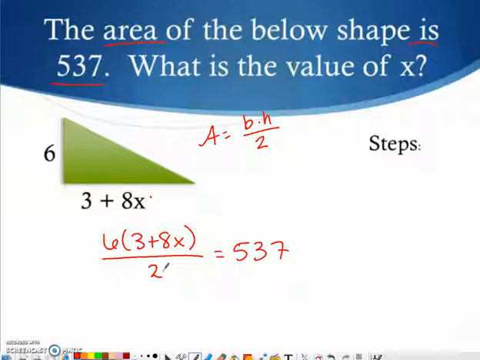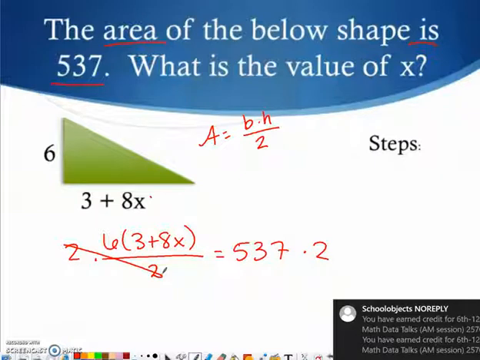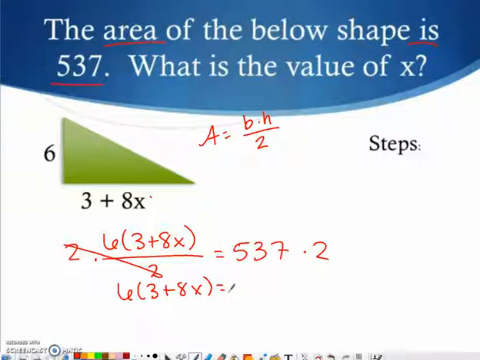Or what I'm going to do is get rid of this fraction, because I hate fractions. So the opposite of dividing by 2 is multiplying by 2. And then this whole thing goes away. I get 6 times (3 plus 8x) equals 537 times 2, which is a big number, 1,074. And then from there, I just distribute and solve.